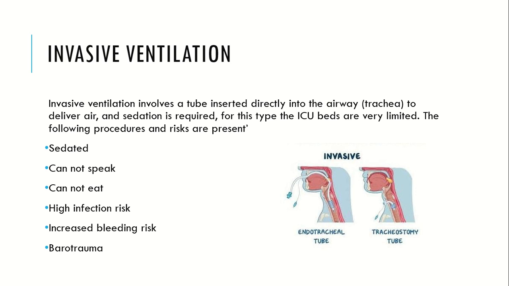The first one is invasive. Here a pipe is inserted inside the trachea of the patient, either by mouth or by making a hole in the neck, into the trachea from outside. Here the patient is sedated, can neither speak nor eat, and a higher infection risk is present, and bleeding risk is also present, as well as barotrauma.